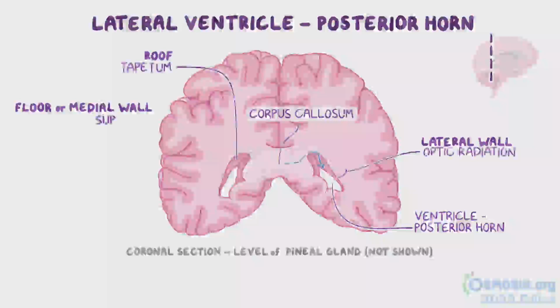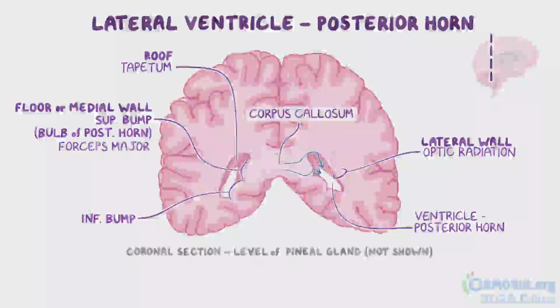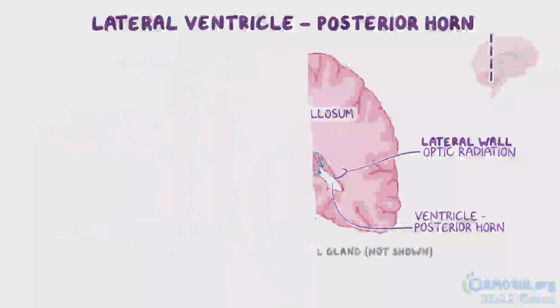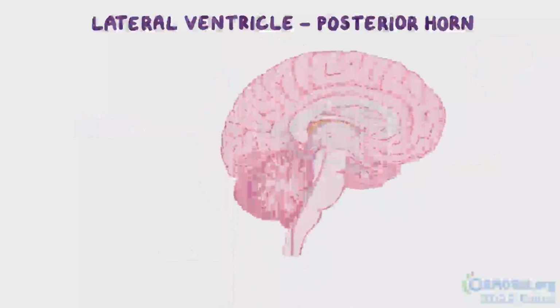The floor has a superior and inferior bump. The superior bump, also known as the bulb of the posterior horn, is formed by the fibers of the corpus callosum, called the forceps major, spreading posteriorly. The inferior bump, also known as the calcar avis, is formed by the underlying calcarine sulcus. On a transverse section, the optic radiation borders the posterior horn laterally. And on a mid-sagittal section, if we ghost the ventricles, we can see how the calcarine sulcus reaches the posterior horn.